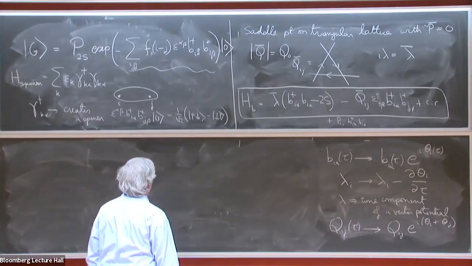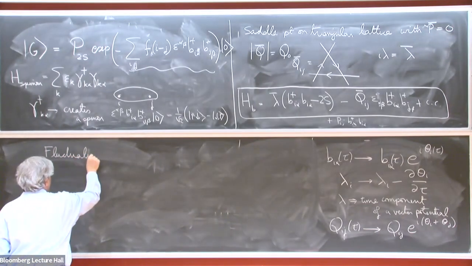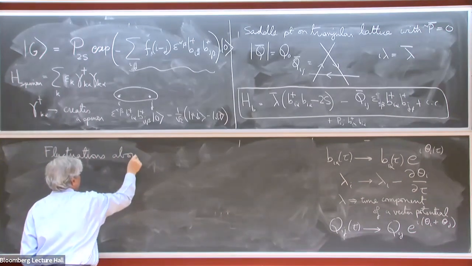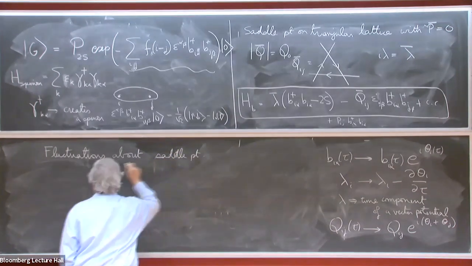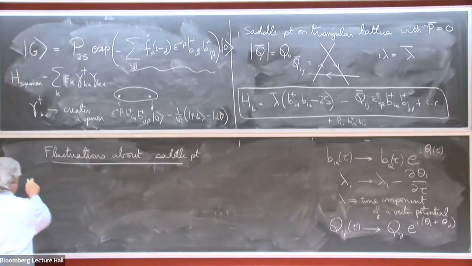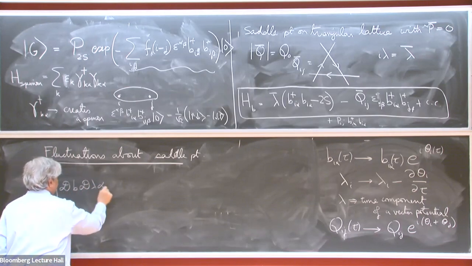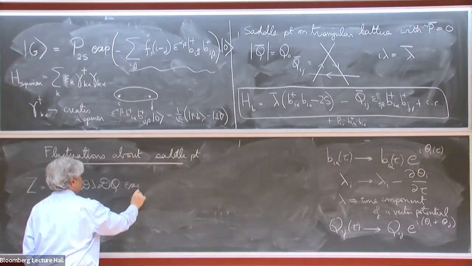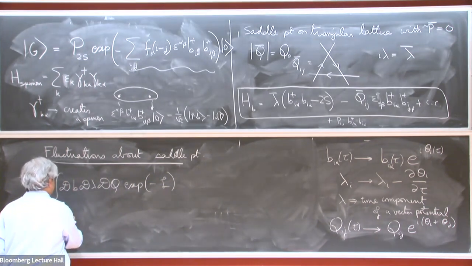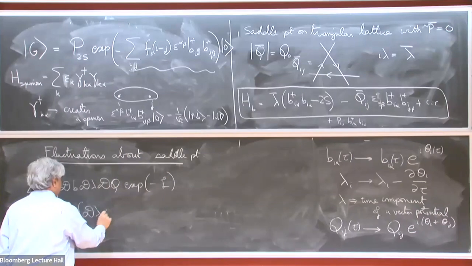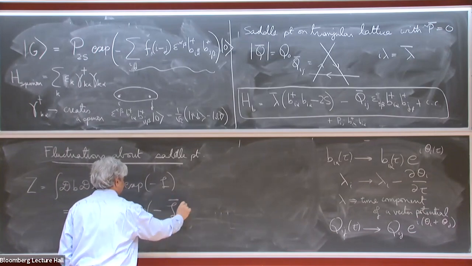All right, so where were we? Okay, so now we want to look at fluctuations about the saddle point. Just to schematically see where we were, we had some path integral of dB, d lambda, dQ of exponential of some Lagrangian. And effectively what we've done so far when we did Hartree-Fock theory, we reduced this to an integral of just dV dQ of exponential of some even more complicated, rather complicated Lagrangian.